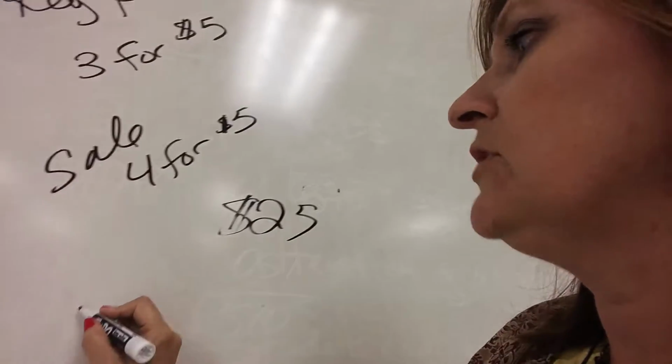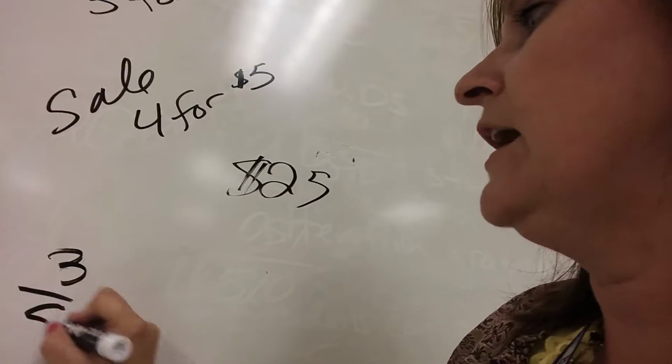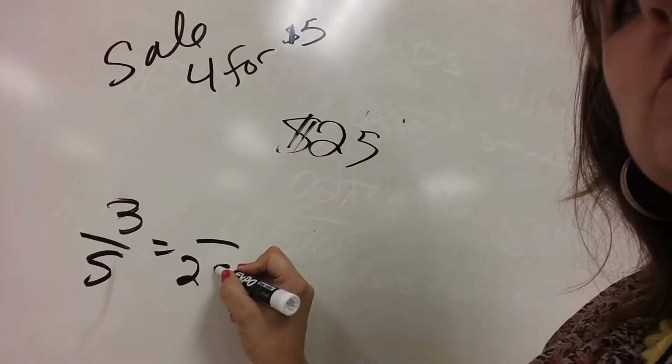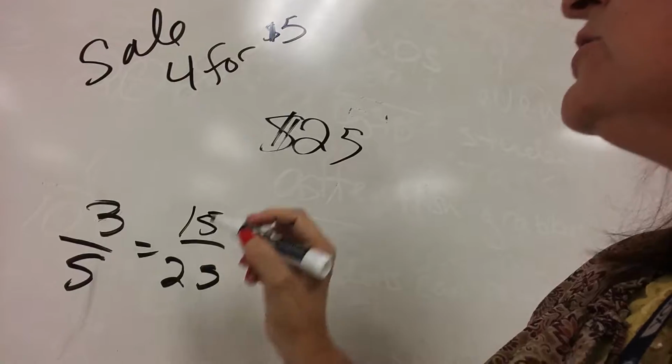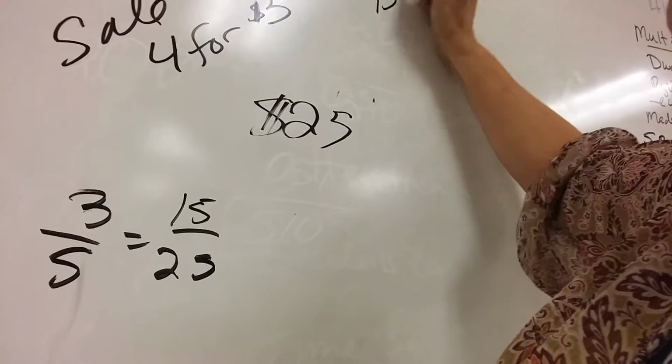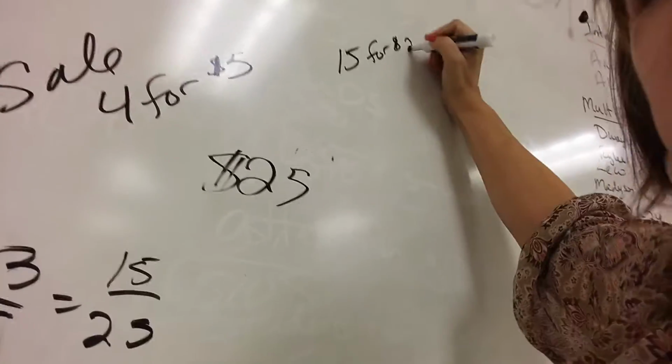It's just like setting up your ratios. You can say, well, 3 for 5 equals what for 25? And 5 times 5 is 25. 5 times 3 is 15. So I know that I can get 15 for $25 on my regular days.